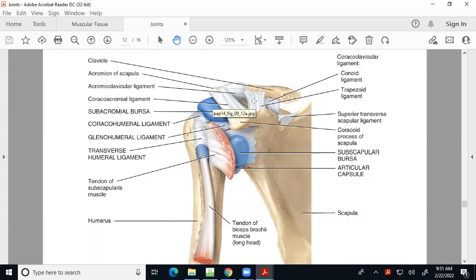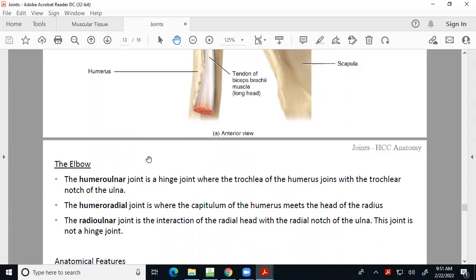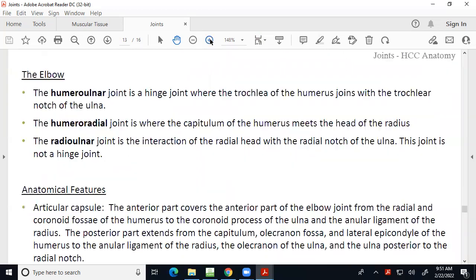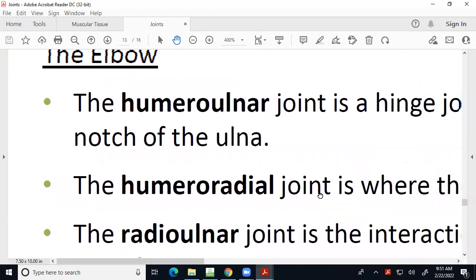Okay. But since we're talking just specifically about the shoulder, I'm not going to worry about them. If you do go on to physical therapy school or something like that, you will probably need to learn those. But for this class, I'm not going to worry about it. Okay, let's move on to the elbow.